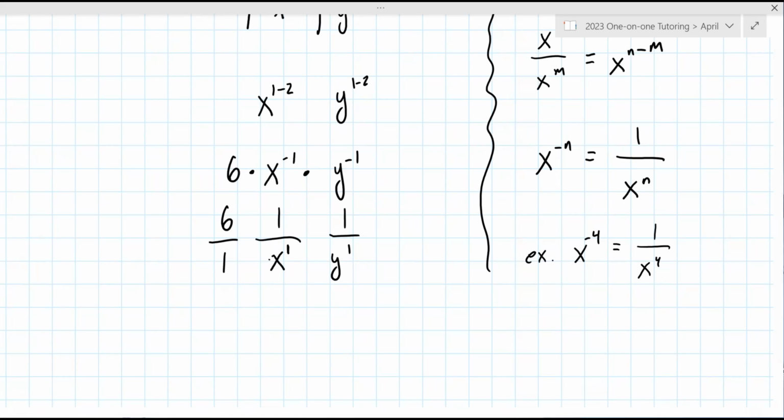Okay. All right, now we're going to multiply the tops. So 6 times 1, which is 6. The bottom is 1 times x times y, and we'll just write it as xy.